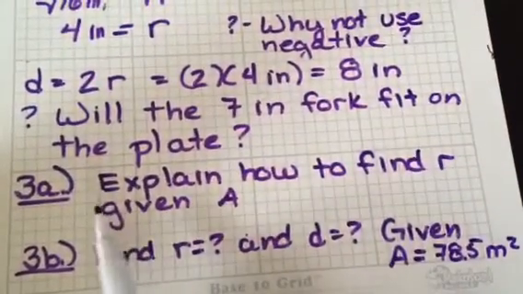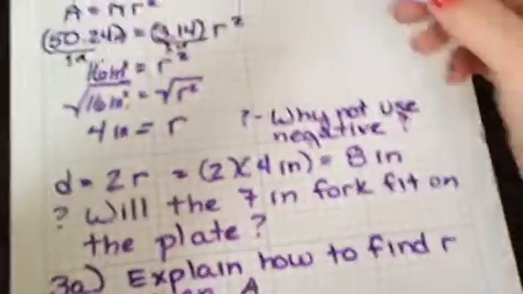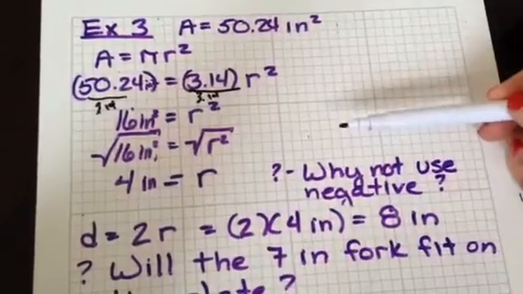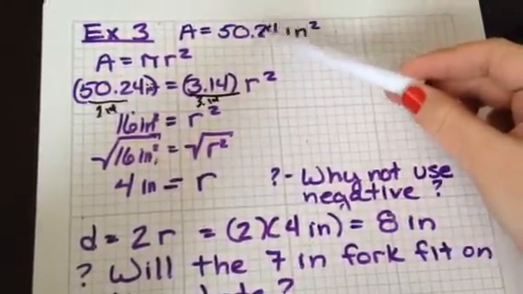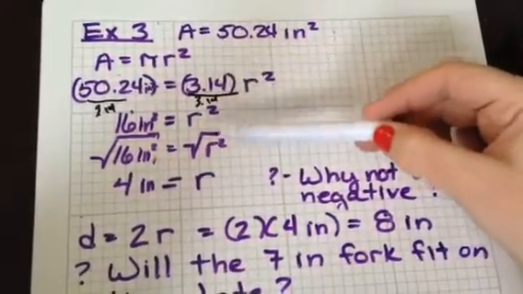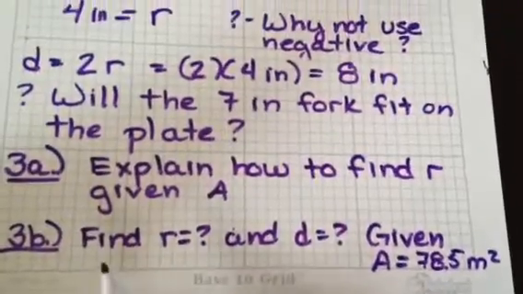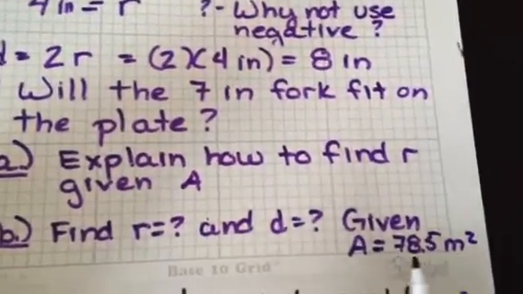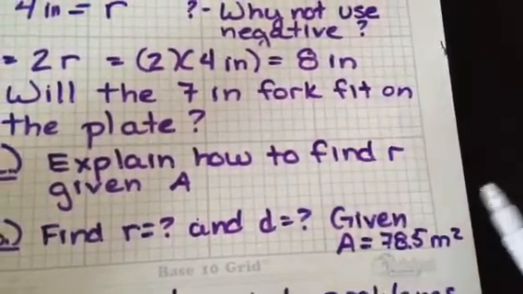For 3A, they want you to explain how to find r given A. Well, guess what? You just did that. Example 3 is finding r, given A. So you've got A. So basically explain what we did here for 3A. Now 3B, they want you to find r and they want you to find d. And they've given you an area of 78.5 meters squared.